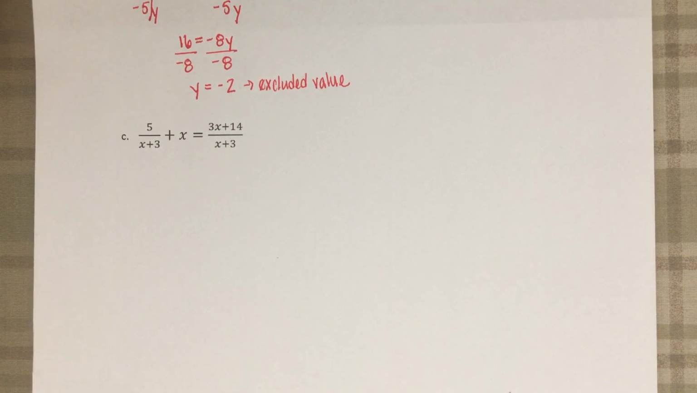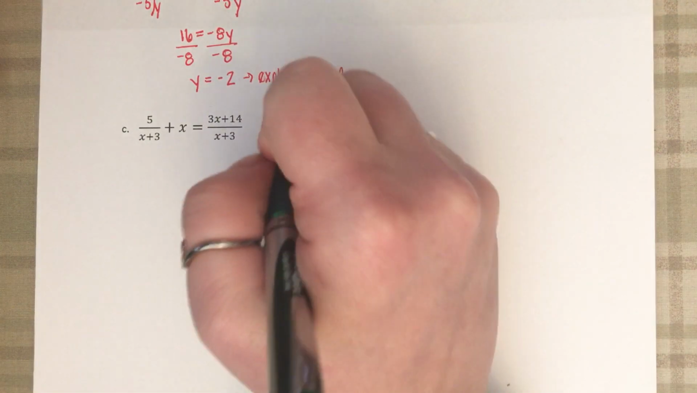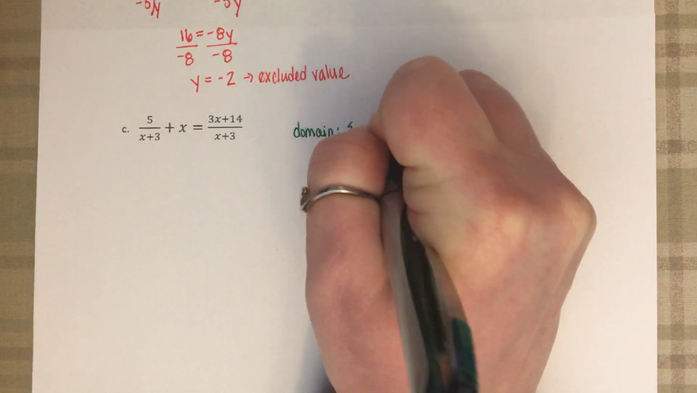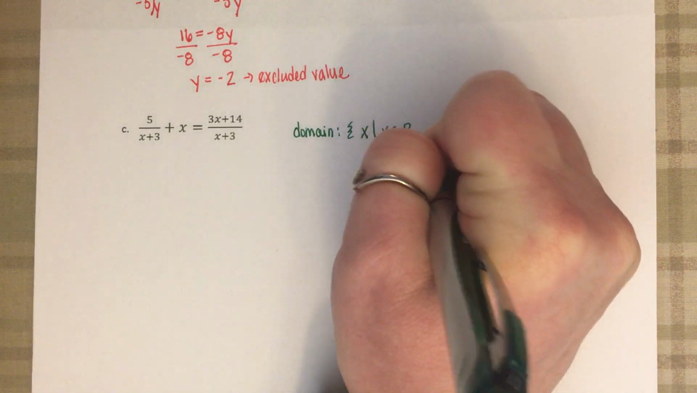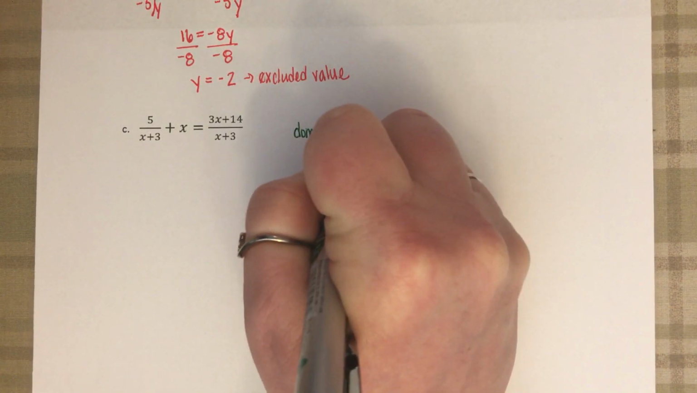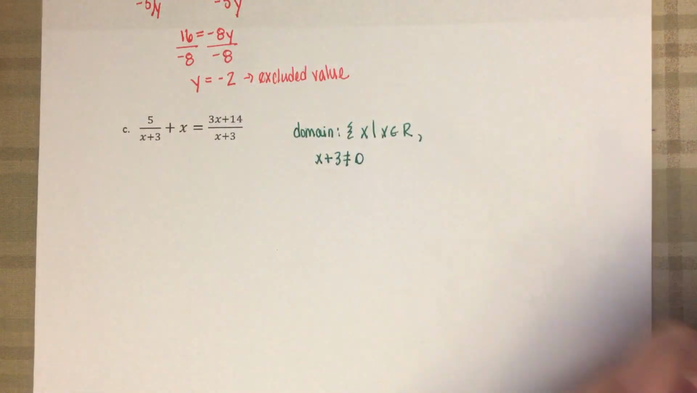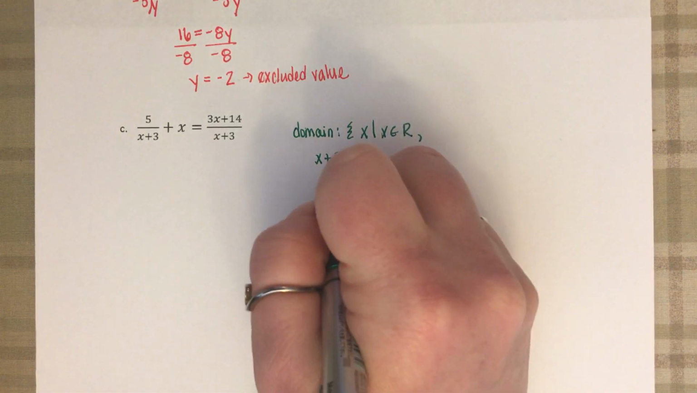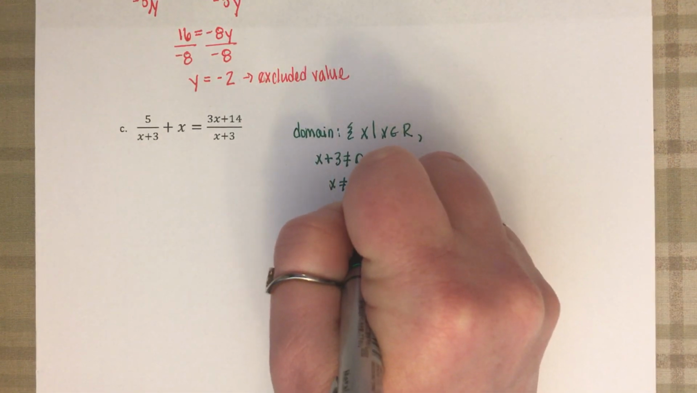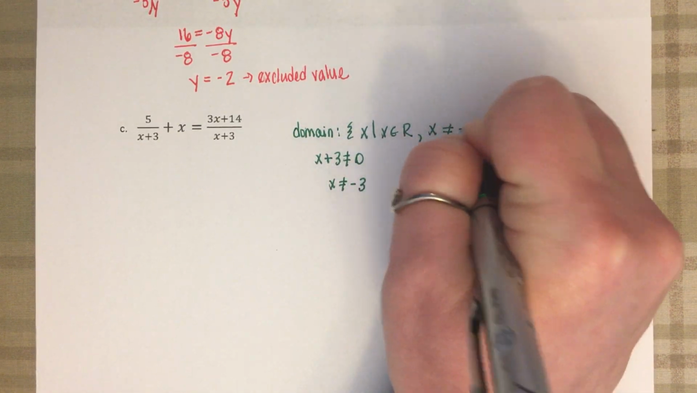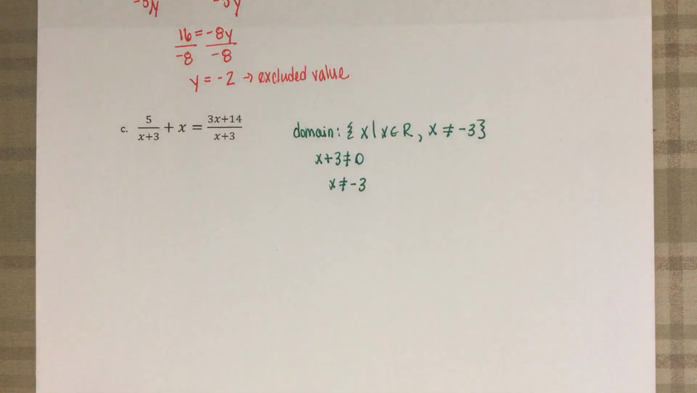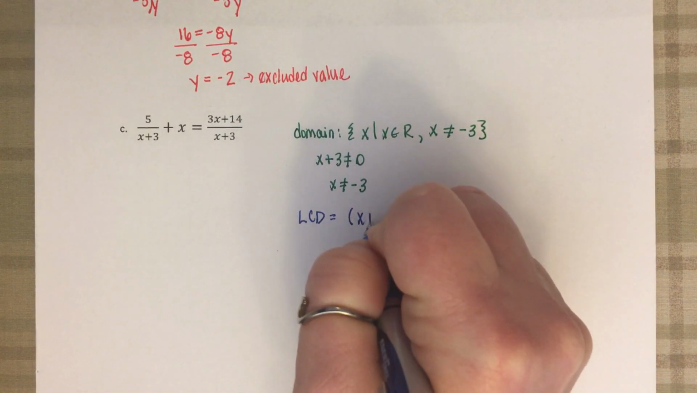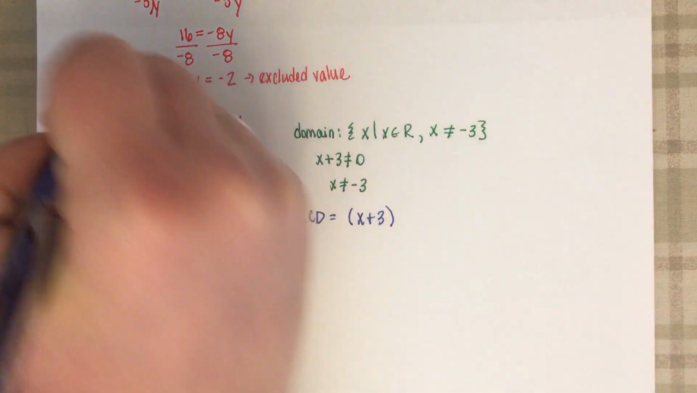All right, for example C, we're going to go through the same process. We're going to start by looking at our domain. All x such that x is a real number. Looking at our denominator, the only denominator we have is x plus 3. So x plus 3 cannot be equal to 0. That means that x cannot be equal to -3 if we subtract 3 from both sides. Our LCD, again, it's our only denominator. Our LCD is going to be x plus 3.